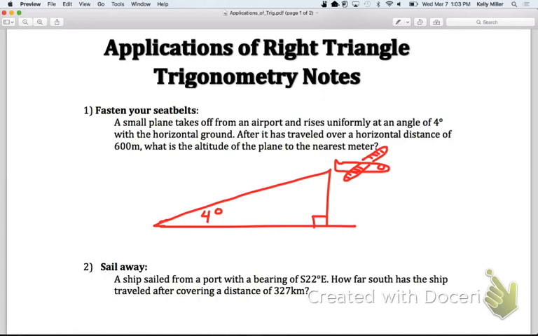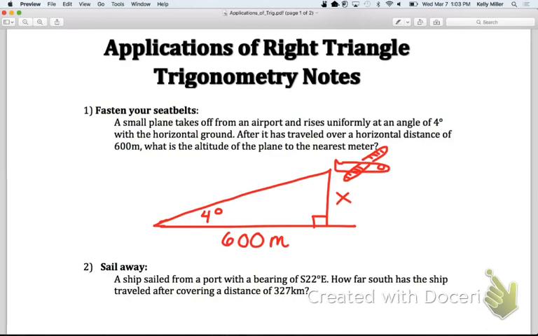It's traveled over a horizontal distance of 600 meters. So down here at the bottom, right? 600 meters, horizontal distance. And I want to find the altitude, so where am I going to put X? On the leg or the hypotenuse? The leg. Good. The other leg. That tells me how high the altitude is of the plane.